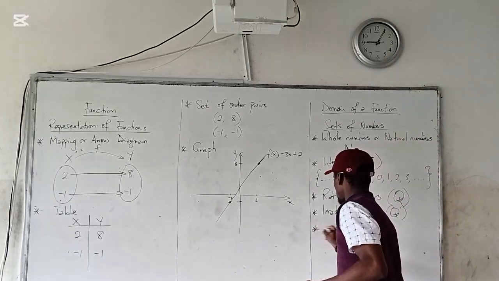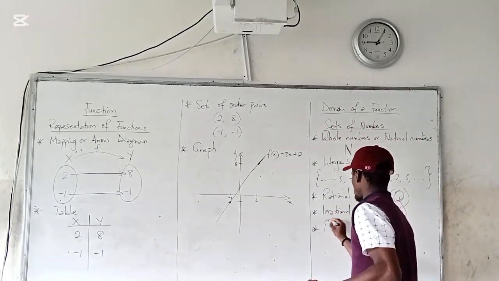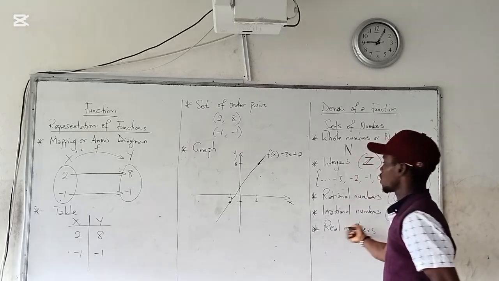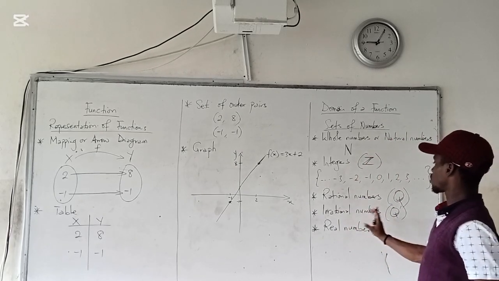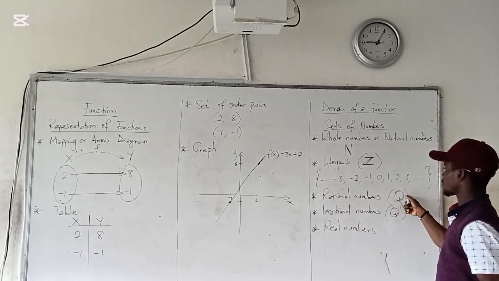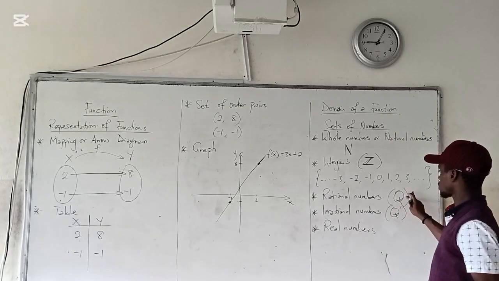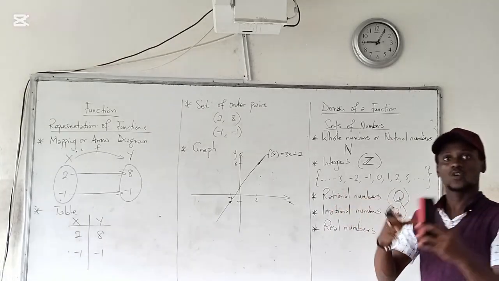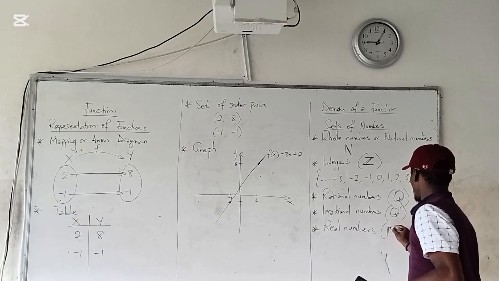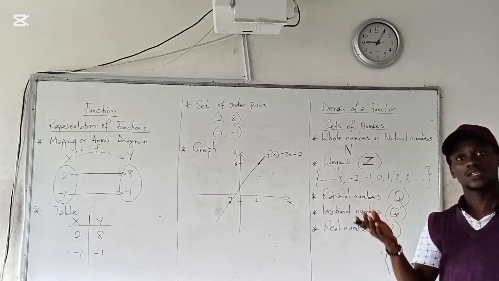Then the last of them, the grand finale, is real numbers. Now, what are real numbers? Real numbers are a combination of both rational and irrational numbers combined together. If you combine the two of them together, you have real numbers. Real numbers have a symbol, R. So if you see R in your calculator, you're talking about real numbers.